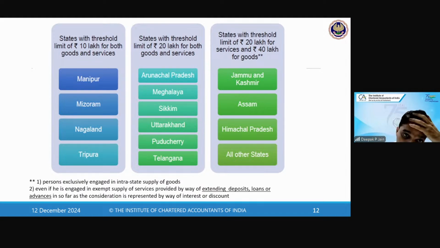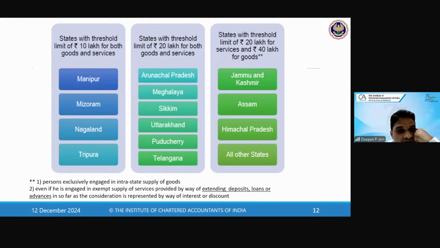Okay. So 4, 6, and all other states limit is 20 lakhs for services and 40 lakhs for goods. Persons exclusively engaged in intra-state supply of goods. So if you're making this 20 and 40, 40 lakhs of goods should be only intra-state supply, no interstate supply. If you make interstate supply, then the threshold will not apply to you.